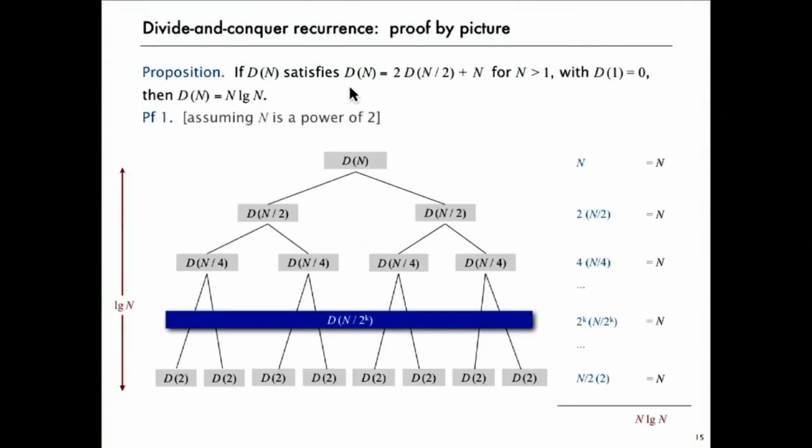Let's look at this one. If d of n is 2d of n over 2 plus n, with d of 1 equals 0, then d of n equals n log n. And we'll look at 3 proofs of that, just assuming that n is a power of 2. If n is a power of 2, then n over 2 is also a power of 2, so the recurrence makes sense. So this is just a graphical representation.